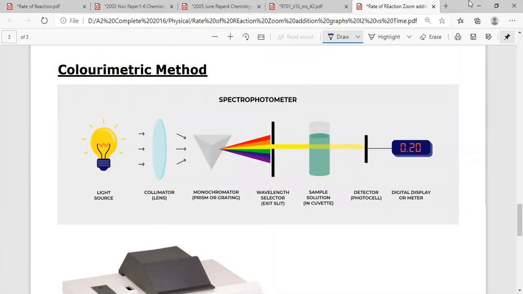This filter here, I can filter off whatever light I don't want. So the light that comes here must be absorbed by the solution. If it's a blue color solution, I will put a yellow light. This is how I measure how much blue is remaining and so forth. This is my colorimetric idea. Now mind, we come to that later.